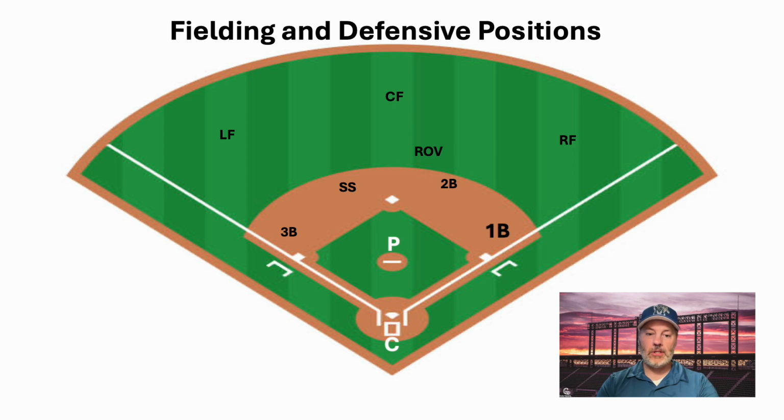Then we go over to first base, 1B, 2B is second base. Then we go over to third base. You can see it getting bigger. And then we come back to shortstop. I'll explain that here in just a little bit.